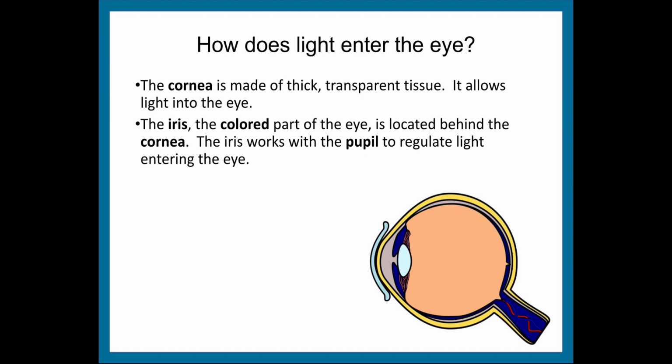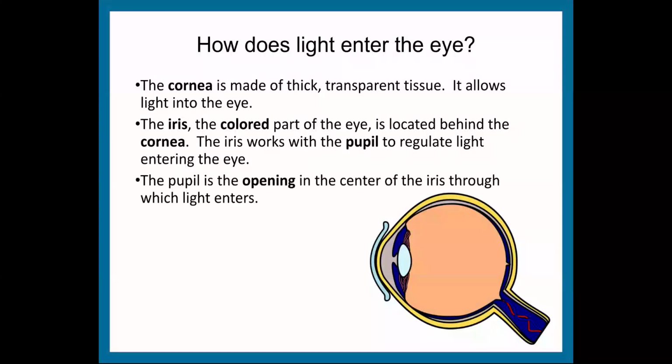The iris is going to be the colored part of your eye. That's the iris, and it's located behind the cornea. The iris works with the pupil to regulate the amount of light that's entering the eye. The pupil is the opening that's at the center of the iris.